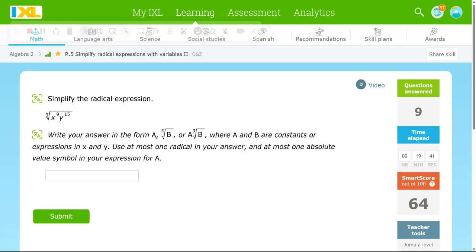Alright, do not forget the negative sign. This is a cube root, right? So you divide by 3. Cube root, you divide by 3.